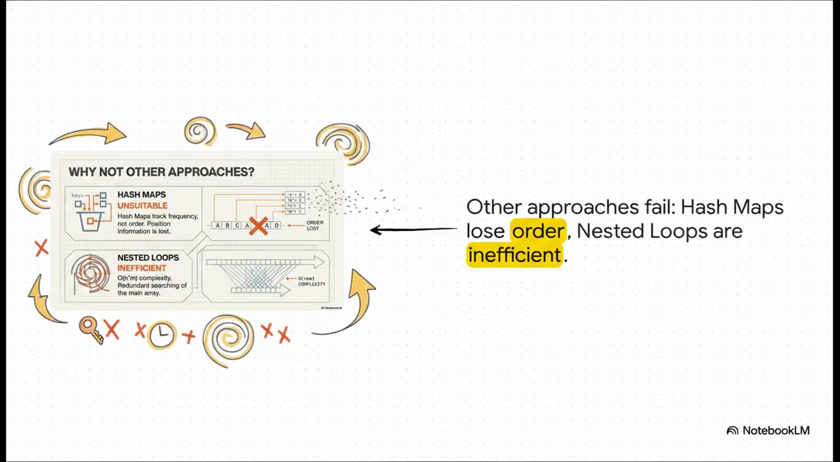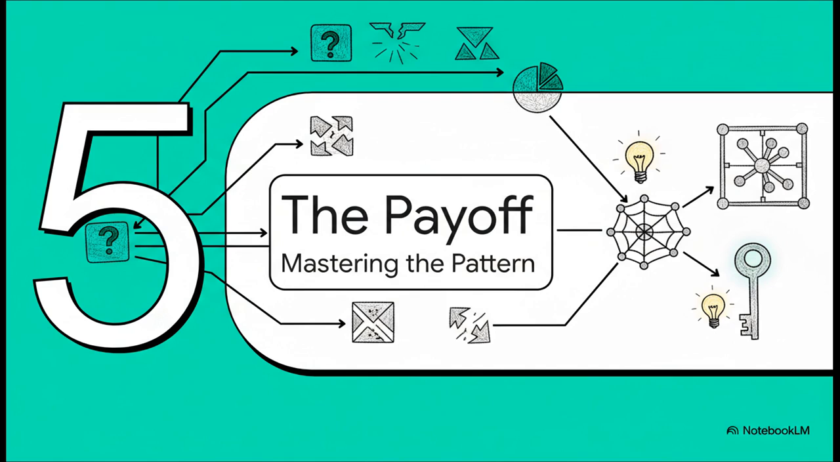So, you might be wondering, why not use other common tools? Like, what about a hash map? Well, a hash map is a bad fit because it's great at telling you if numbers exist, but it completely throws away their order, and order is everything here. And nested loops? Oh man, yeah, they'd work eventually, but they are wildly inefficient. You'd have to rescan the big array over and over again for every single number in your sequence. That's a performance nightmare.